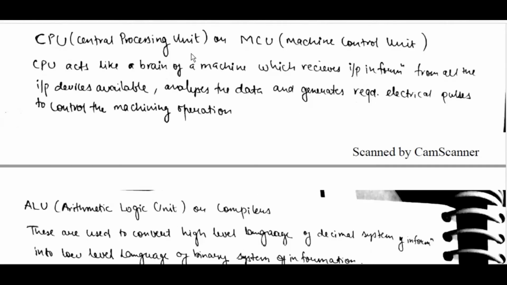CPU, central processing unit, or MCU, machine control unit. The CPU acts like the brain of a machine, which receives input information from all input devices available, analyzes the data and generates the required electrical pulses to control the machining operation.